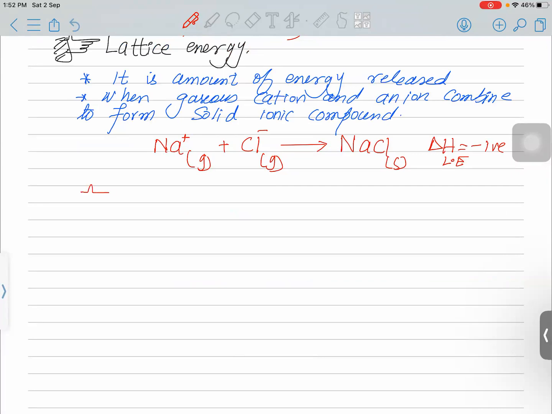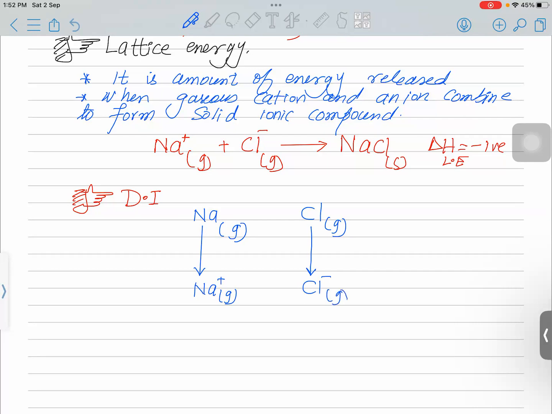Now DI. DI is a shortcut for very important points, doctor instruction. Now look at the formation of ionic bonding. You have a sodium gaseous atom and a chlorine gaseous atom. Now remove one electron from sodium. Sodium becomes sodium plus gaseous. Now give this electron to chlorine. It becomes chlorine minus gaseous. So this is the electron transfer.